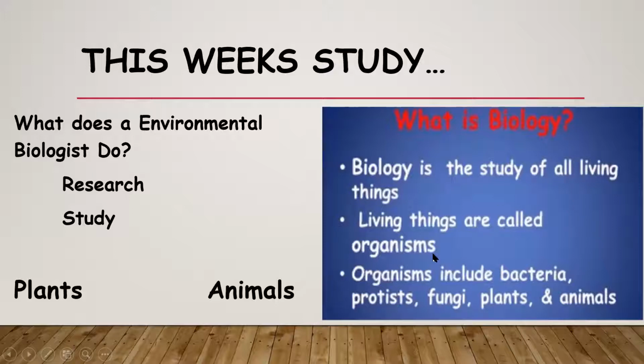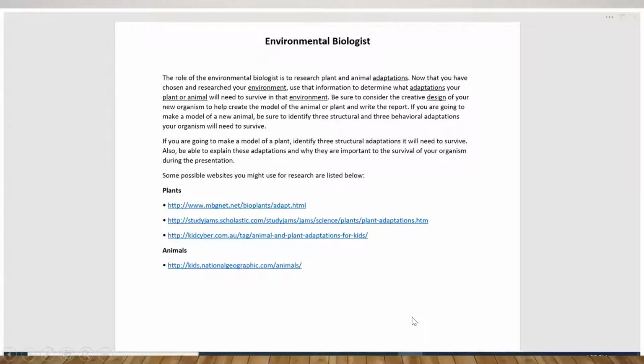And living things are called organisms. There are several types of organisms. You're mainly concerned about plants and animals. Other kinds are bacteria, fungi, and protists. I had to look that up. What is that? That's like a microscopic living thing that only has one cell. So I learned something today. It's always good to do.